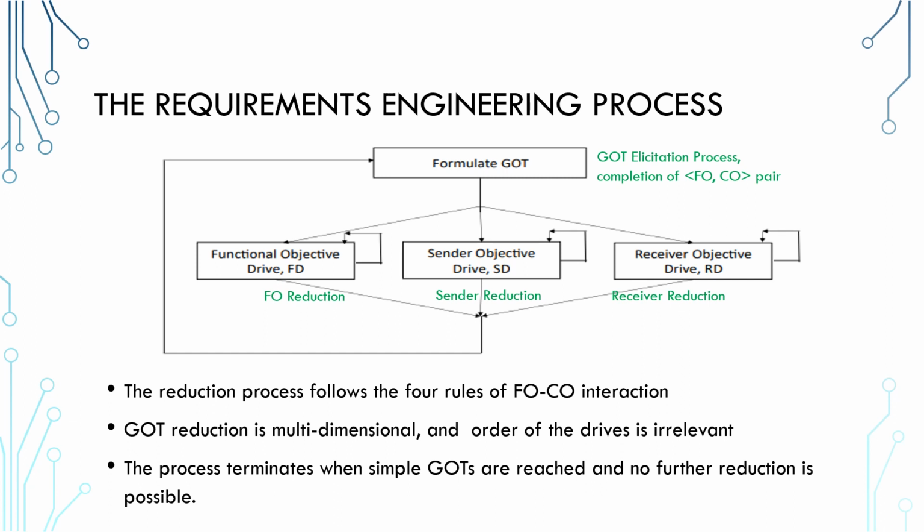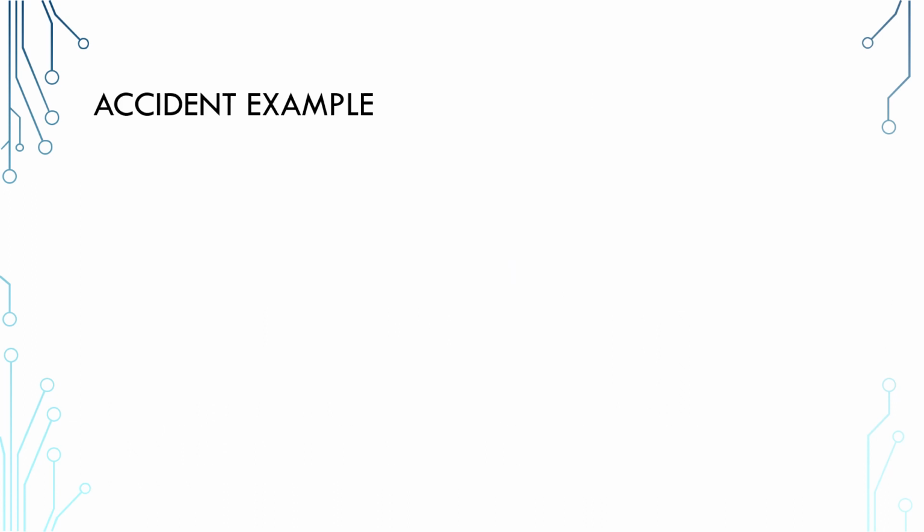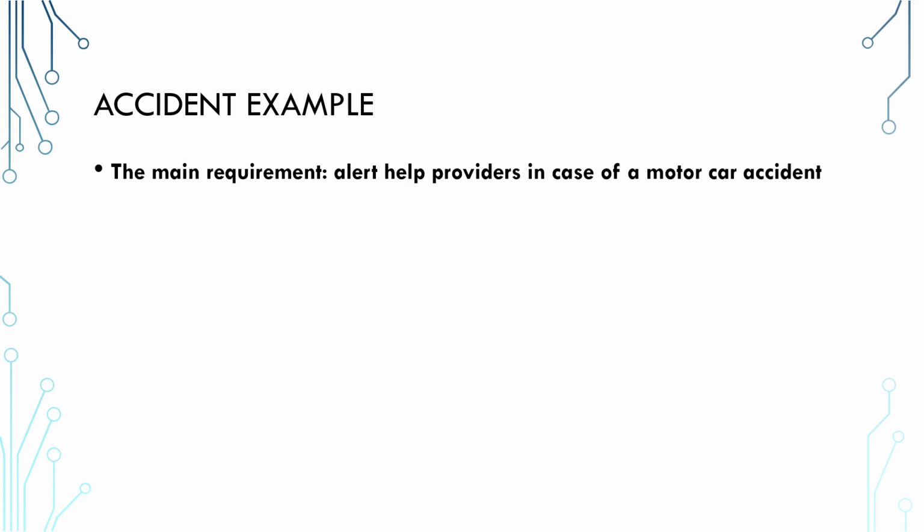Once we exit from each of these drives, we have to formulate GOT again. This is because we need the complete GOT pair. The process terminates when simple GOTs are reached and no further reduction is possible. We apply our GOT requirements engineering process to an accident example. Here the main requirement is to alert help providers in case of a motor car accident. Thus we get the GOT accident alert as the FO and inform help providers as the CO.